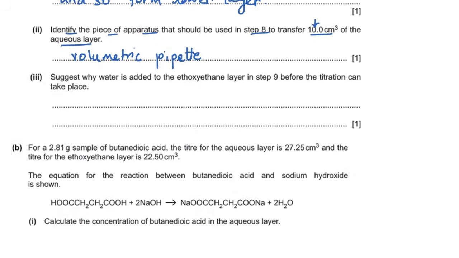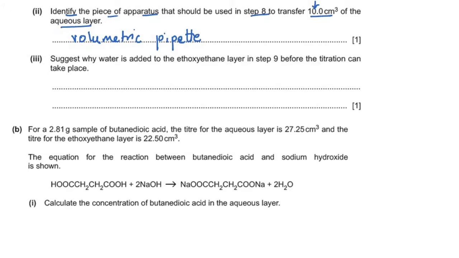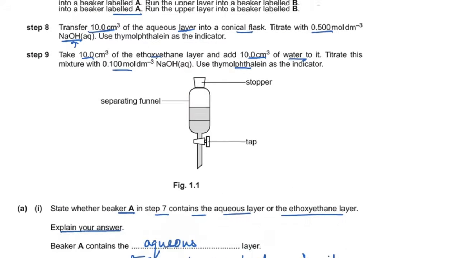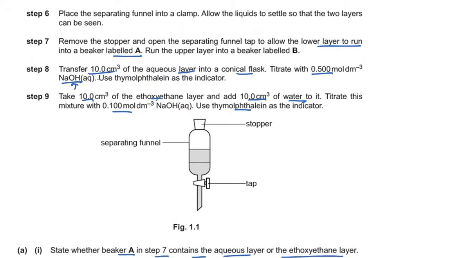So if we go ahead with the next sub question, where it says suggest why water is added to the ethoxyethane layer in step 9 before the titration can take place. Now here in the last step, if we go and check, the ethoxyethane layer, 10 centimeter cube, is transferred into the conical flask, but along with that, 10 centimeter cube of water is also added before the titration is performed.